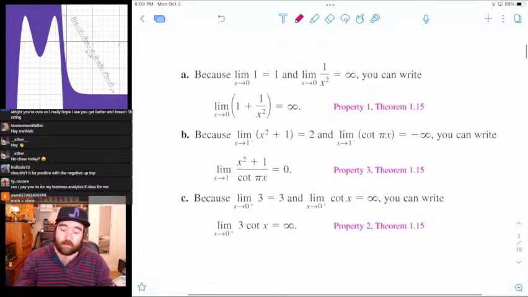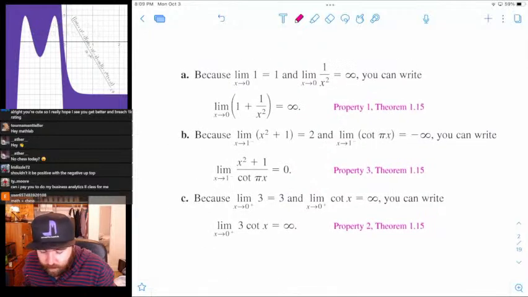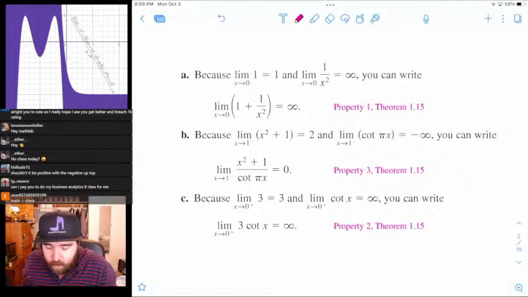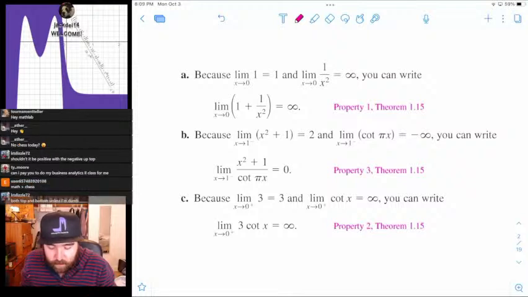Okay, so what is this? This is just showing different properties because the limit as x approaches 0 of 1 is 1. Then the limit as x approaches 0 of 1 over x squared equals infinity. Oh, and that. You can do that. Okay, so they're just showing how if you combine a number with infinity, it's still infinity.